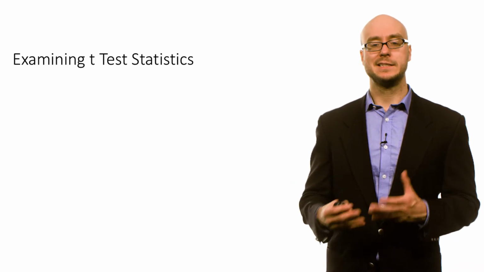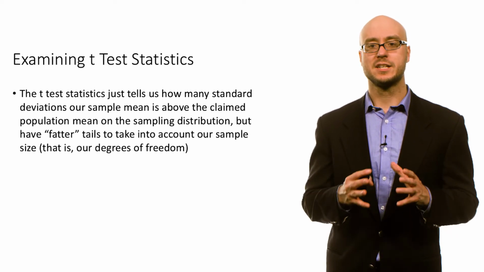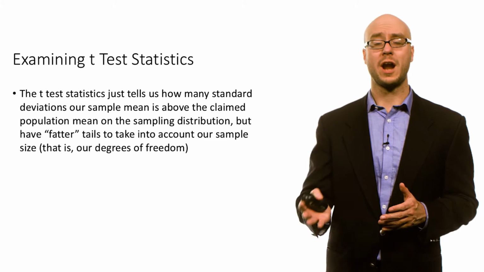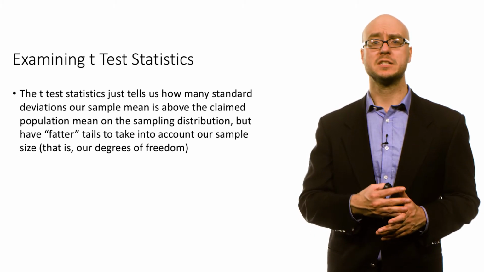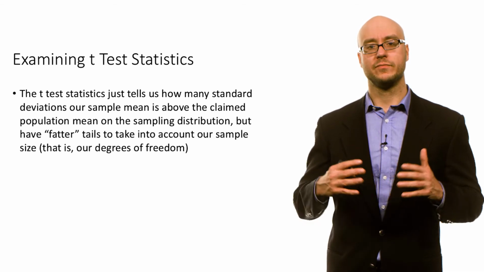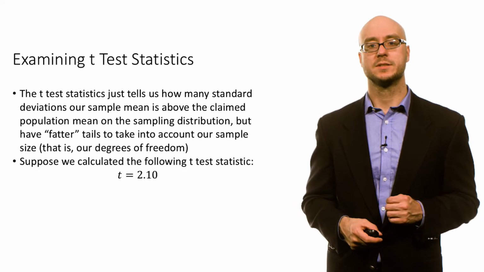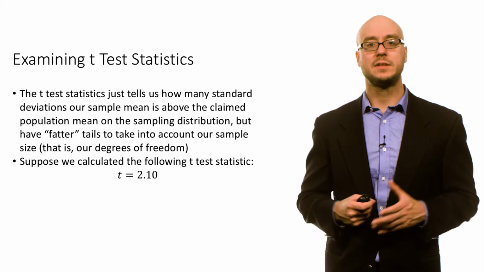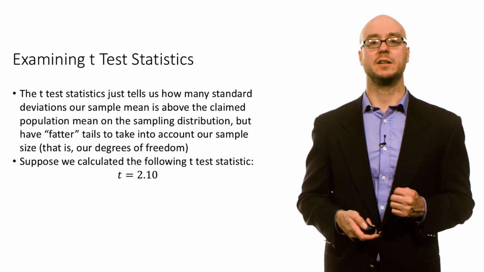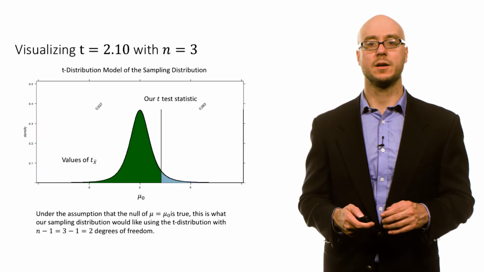So let's examine t-test statistics. The t-test statistic just tells us how many standard deviations our sample mean is above the claimed population mean, or how many standard deviations our sample mean is below the claimed population mean. But the important point is that with the t-distribution, the tails are fatter to take into account our sample size. So let's examine this with an example: suppose we just calculate a t-test statistic of 2.10. Let's visualize this. Let's understand what's going on.